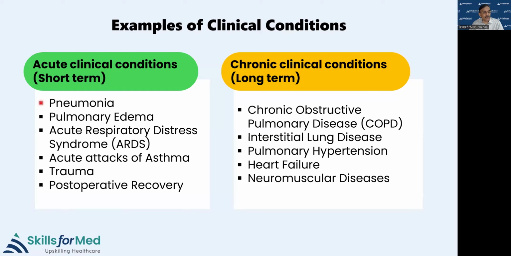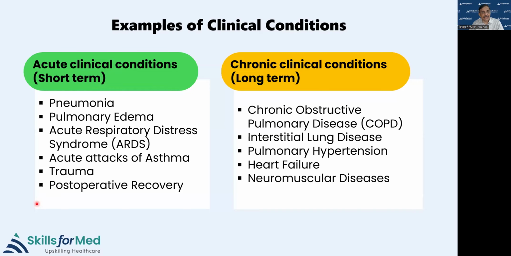You can see here, pneumonia is the most common lung infection, pulmonary edema due to cardiac failure, ARDS when patients become septic, acute attacks of asthma, trauma because of the rib fractures and all that. They require oxygen therapy. And then, as I already told you, post-operative recovery. These are some examples of short-term requirement.